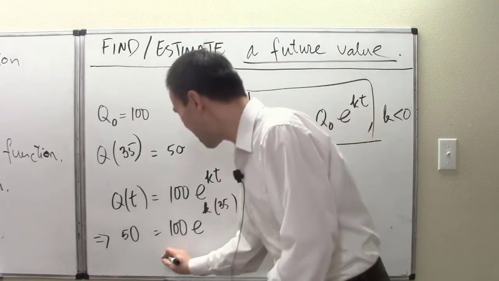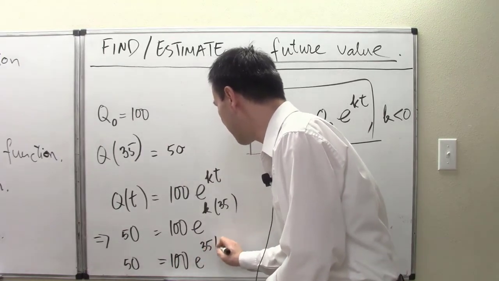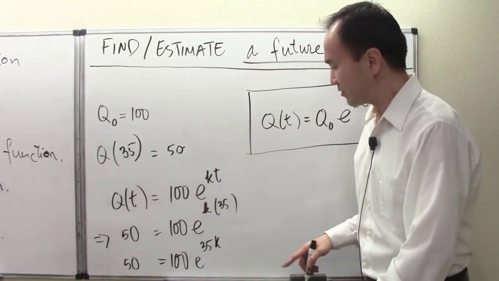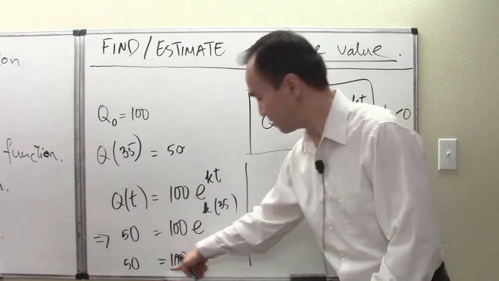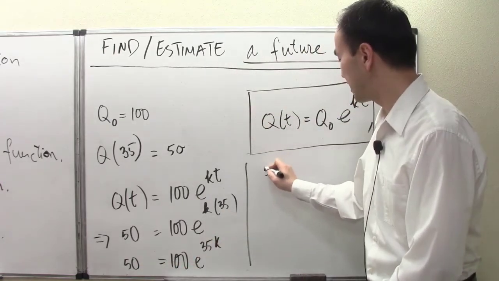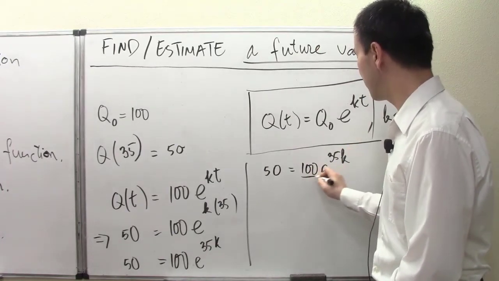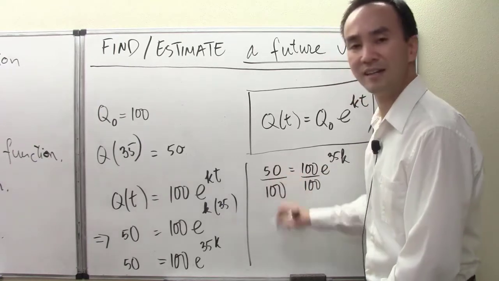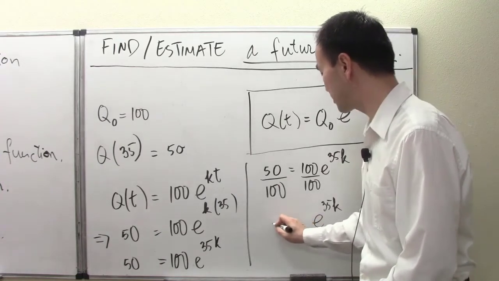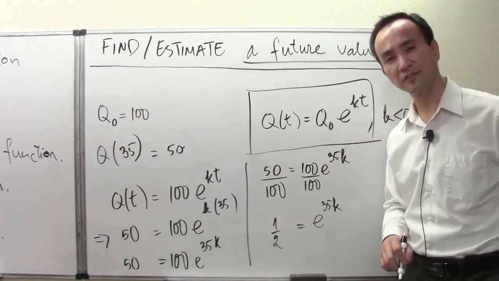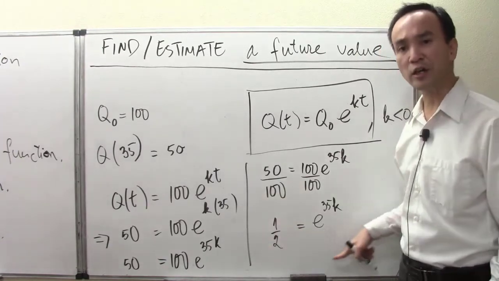We can rewrite this expression as 50 equals 100 e to the 35k, to make it look a little better. In the next step, I am going to divide both sides of our equation by 100. So 50 on the left-hand side equals 100 times e to the 35k. Dividing both sides by 100, I am looking at e to the 35k equals 1/2.